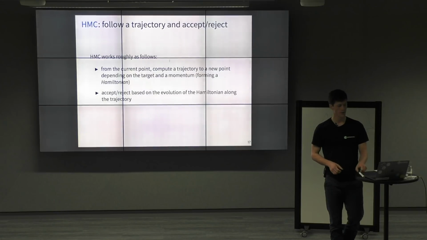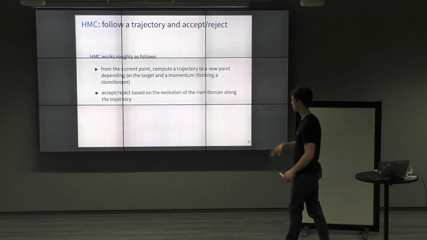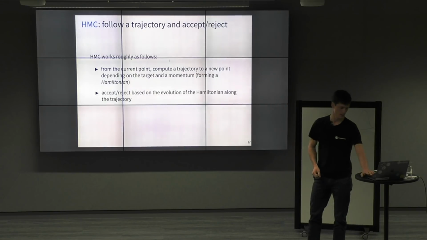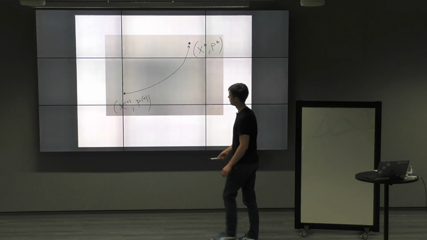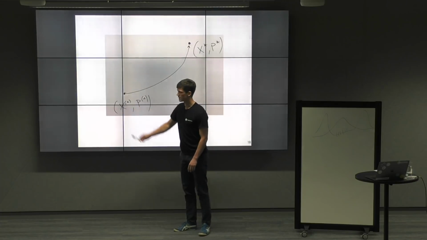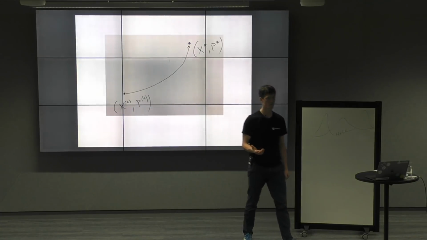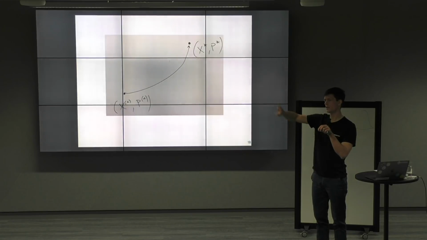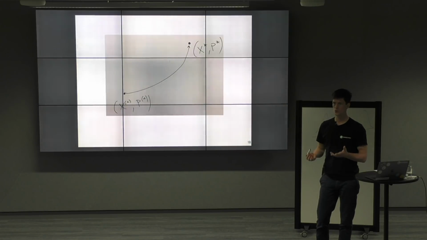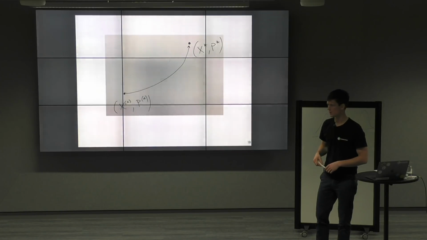So basically, from the current point, maybe I'll show you this first, and then I'll go back to the previous slide. You start with a current point xn and some momentum variable, and then you follow a trajectory that corresponds to the solution of something called a Hamiltonian. If you've done some physics, you know what this is.